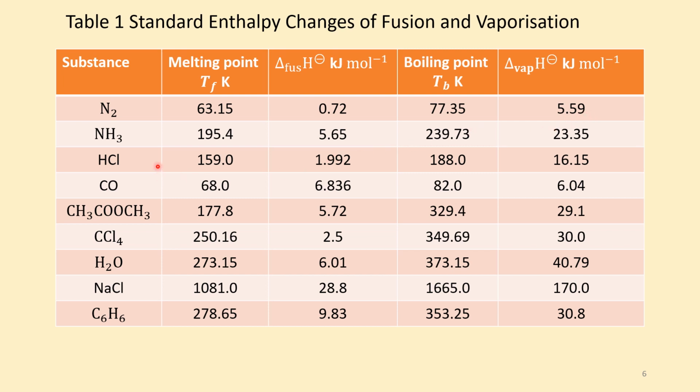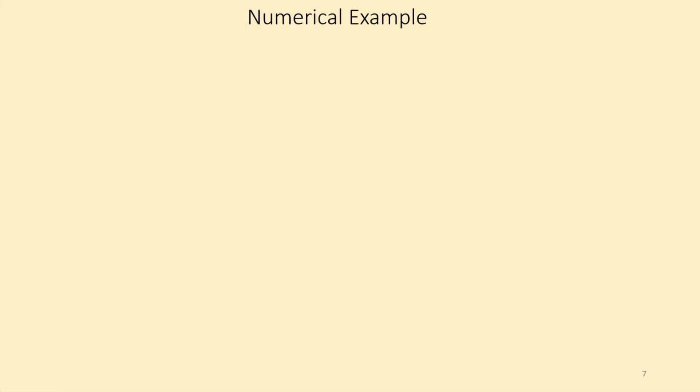Similarly, other substances like NH3, HCl, CO, CH3COOH, CH3OH, CCl4, H2O, NaCl and C6H6 are also shown in this table. Please pause and note down its values and study how the melting point, delta fus H, delta vap H and boiling points vary from substance to substance. We will solve some numerical examples.